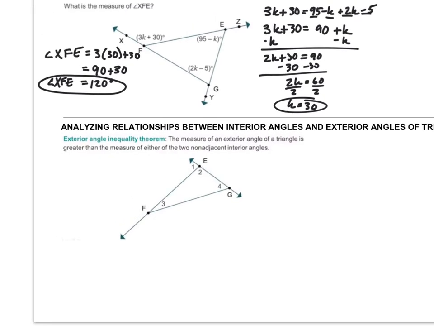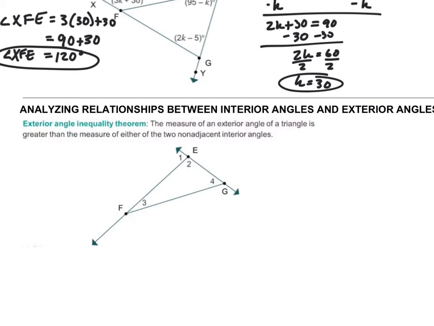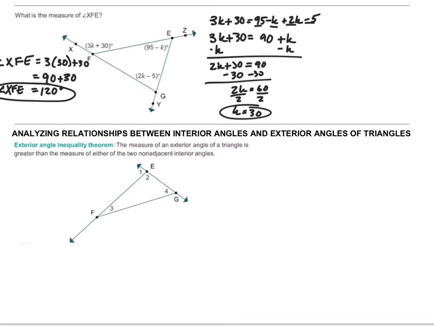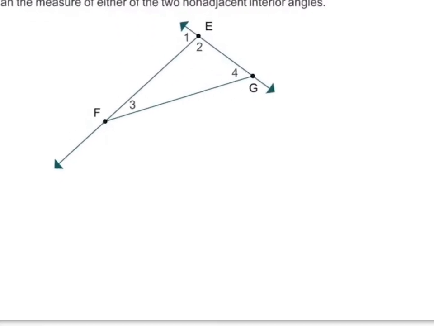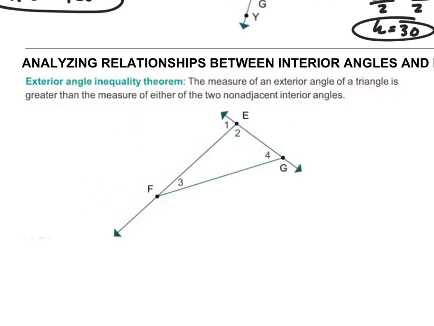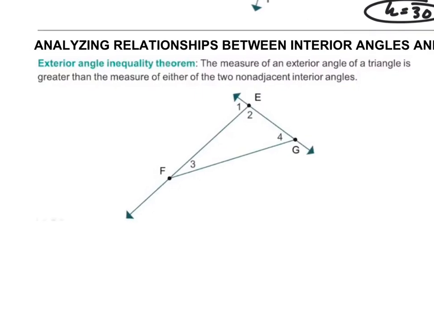Here's the other thing that I know. Analyzing relationships between interior angles and exterior angles of triangles, we have this theorem. It's the exterior angle inequality theorem. It says that the measure of an exterior angle, like angle 1, is greater than the measure of either of the two non-adjacent interior angles.